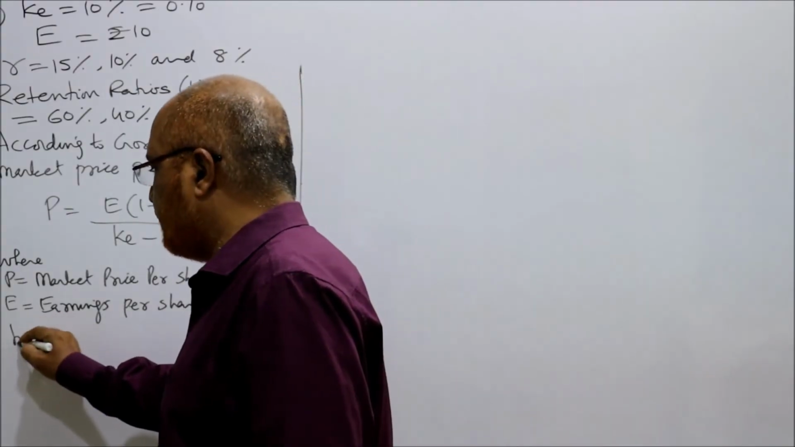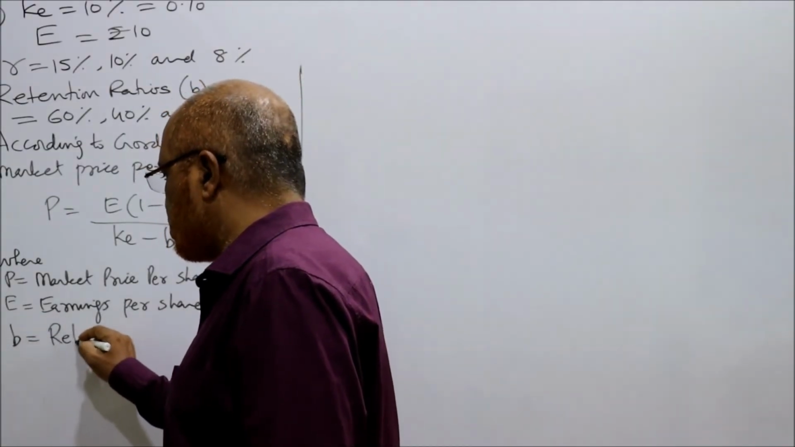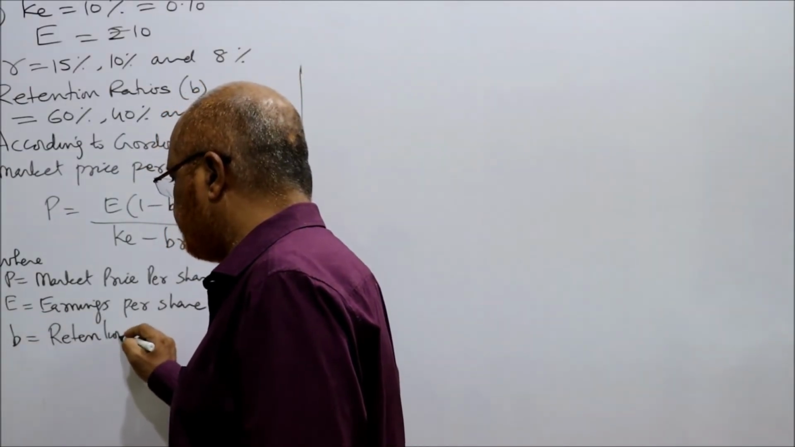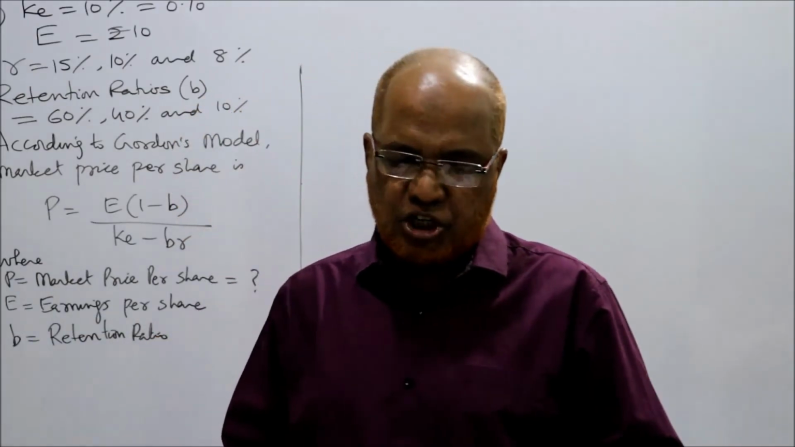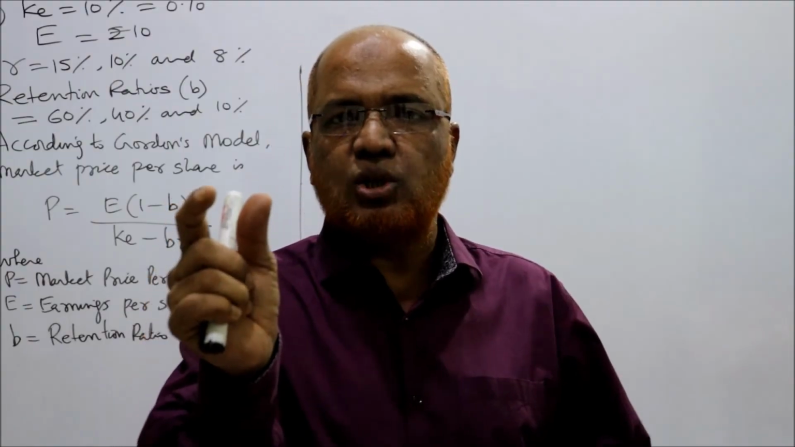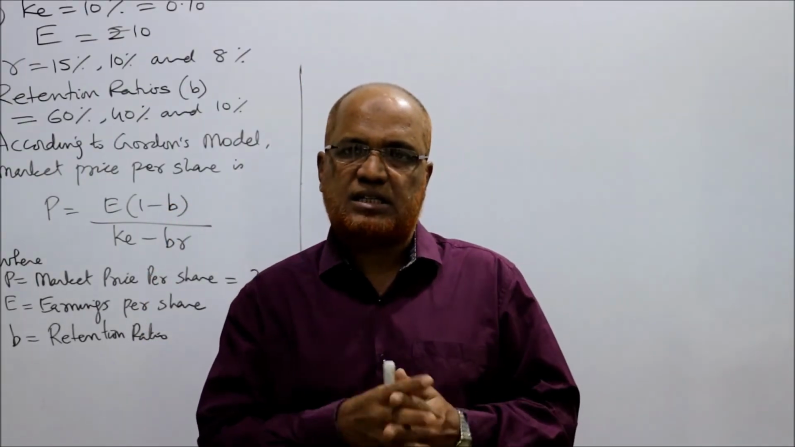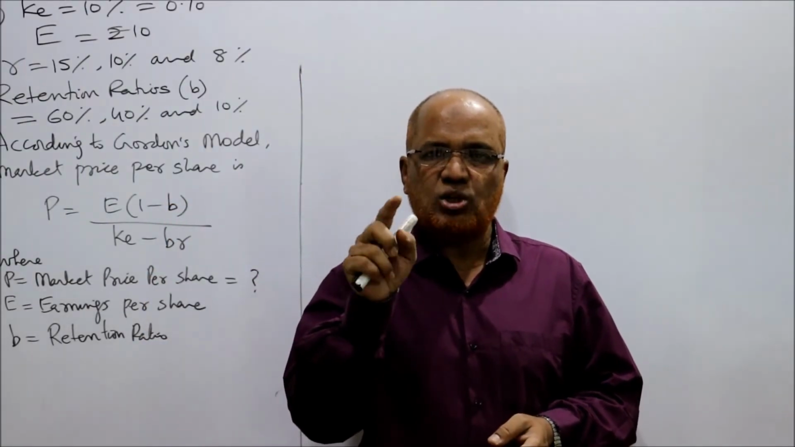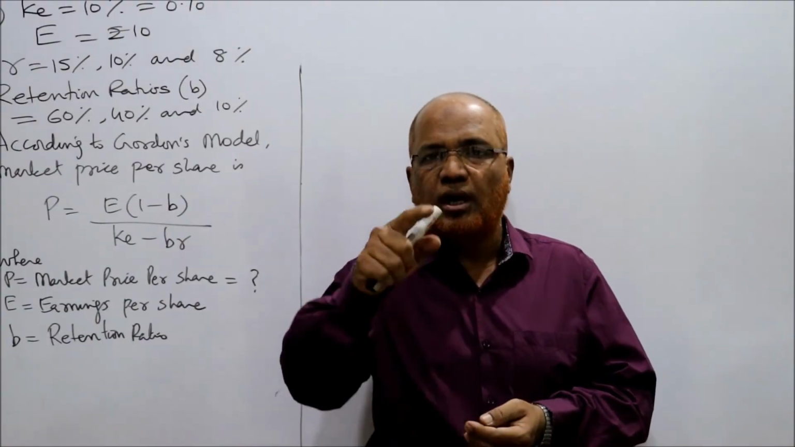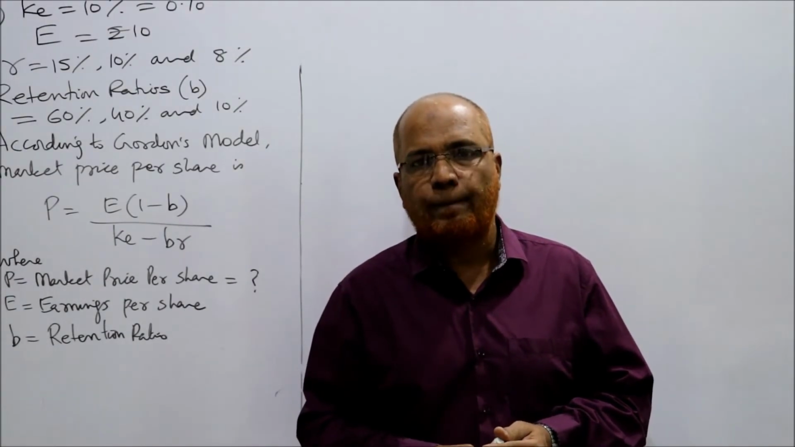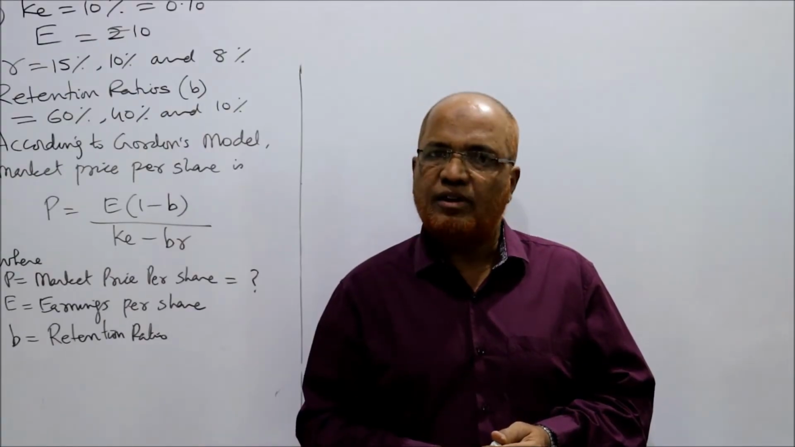B is equal to retention ratio. This is the new point. What do you mean by retention ratio? The percentage of the profit which is retained is called retention ratio. It is opposite to DP ratio, opposite to dividend payment ratio.